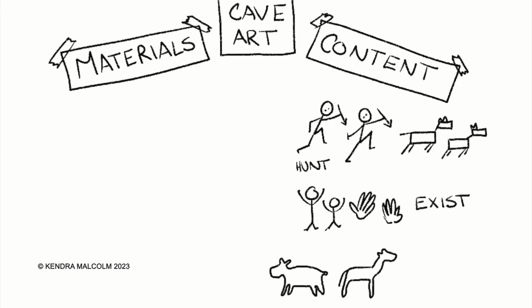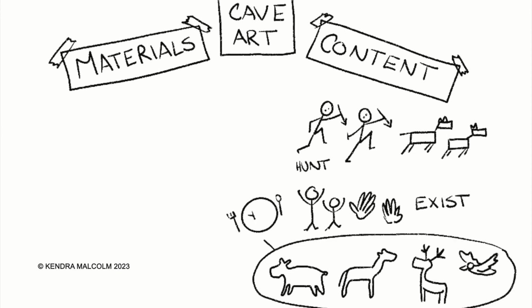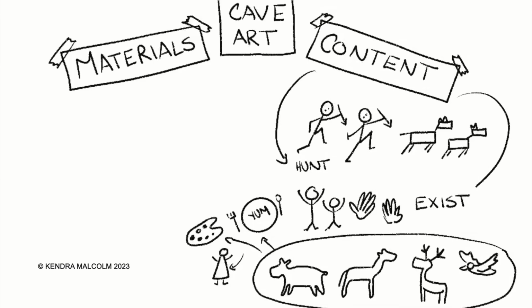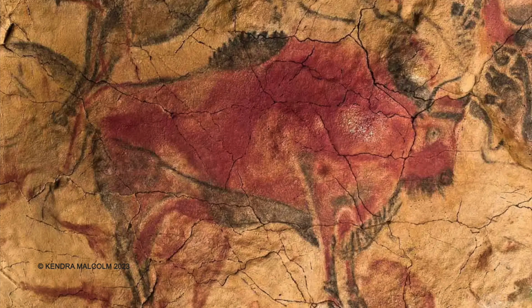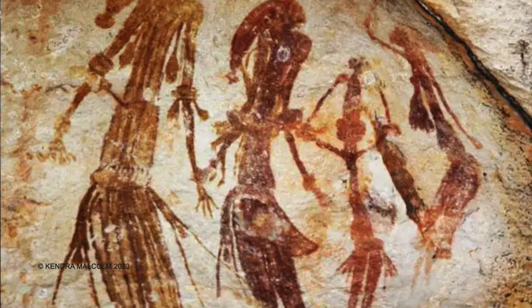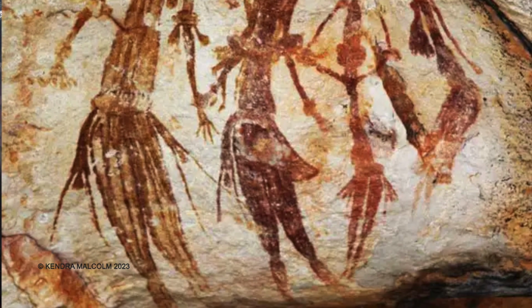Animals heavily featured, right? Animals would have been a huge part of society in terms of food, in terms of fur, in terms of bone. There were a lot of different elements of an animal that were useful before we even started farming. So animals were often depicted, humans of course depicted as well, as well as handprints. There's a lot of handprints in cave art.